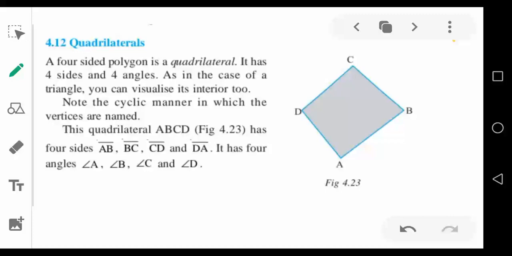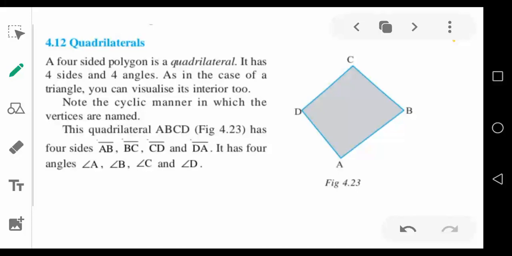Hello children. So today we are going to study the next topic, that is quadrilateral. So we know what is a triangle and a polygon. Triangle means it is a three-sided polygon. So quadrilateral means, you have to study the spelling, quadrilateral means it is a four-sided polygon.